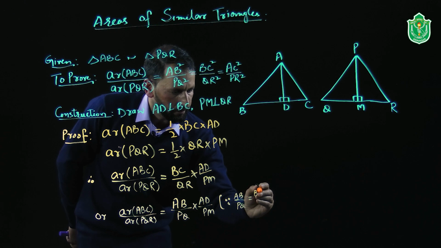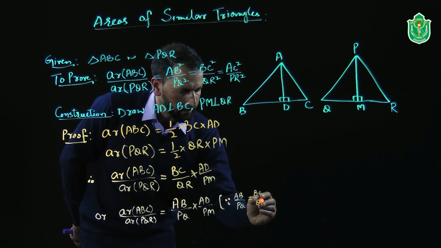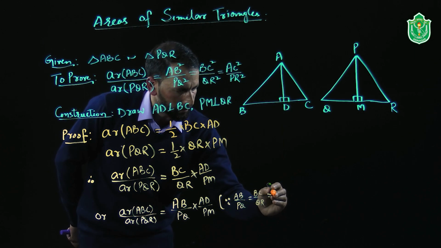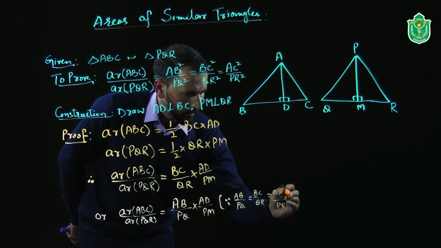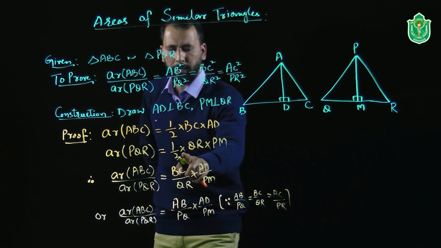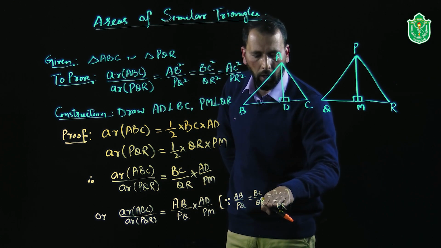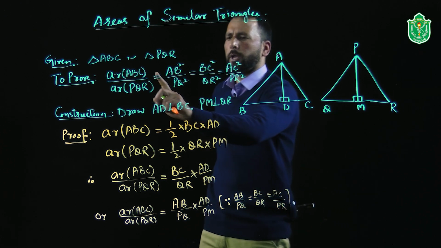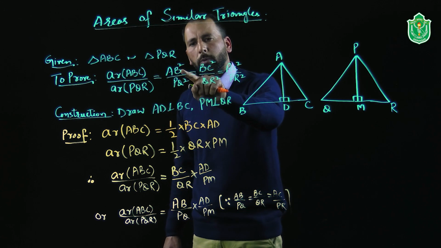BC is proportional to QR, and AC is proportional to PR. That is why we replace BC by QR in terms of AB by PQ, because all of them are equal in ratio. Now we have to prove that area of ABC by area of PQR is equal to AB square by PQ square.